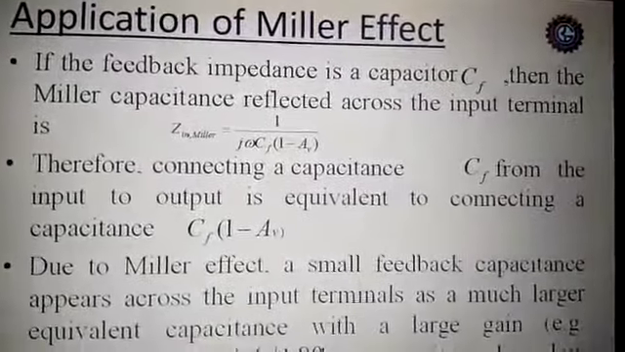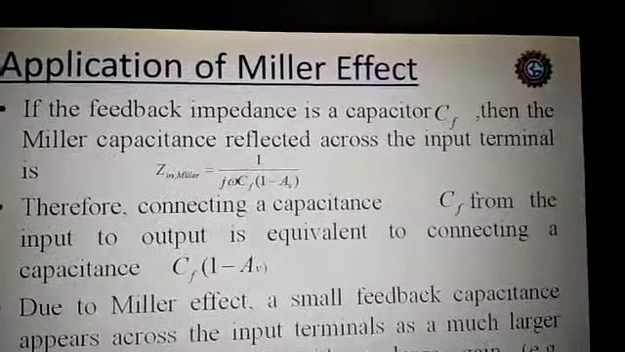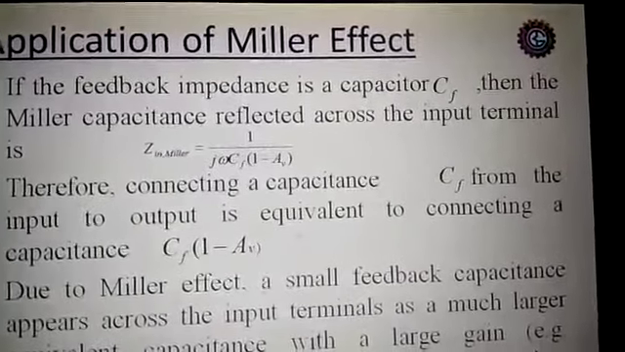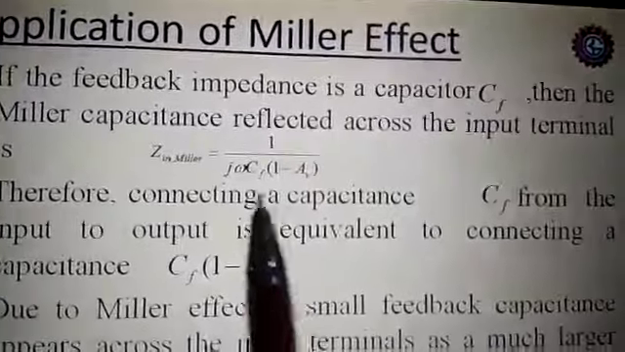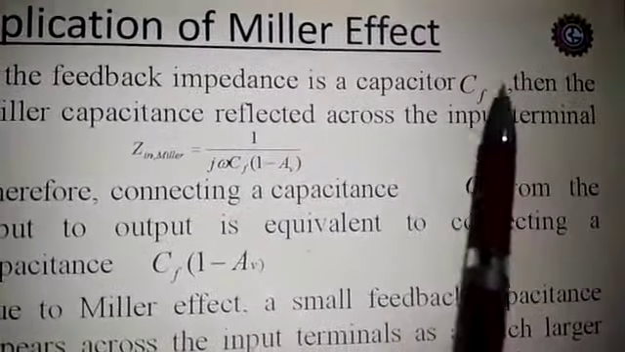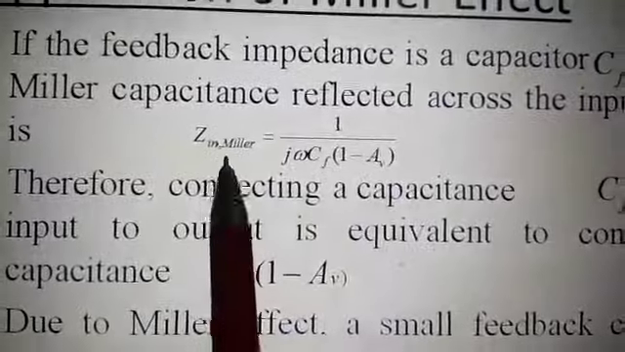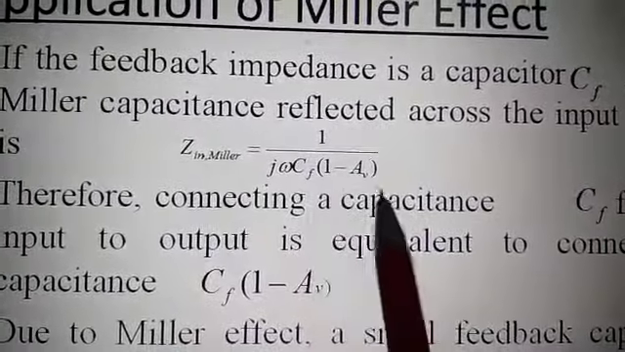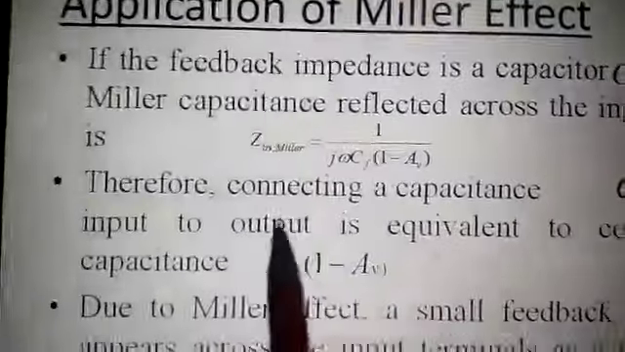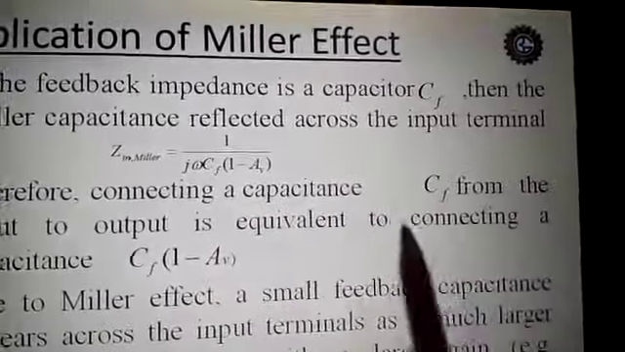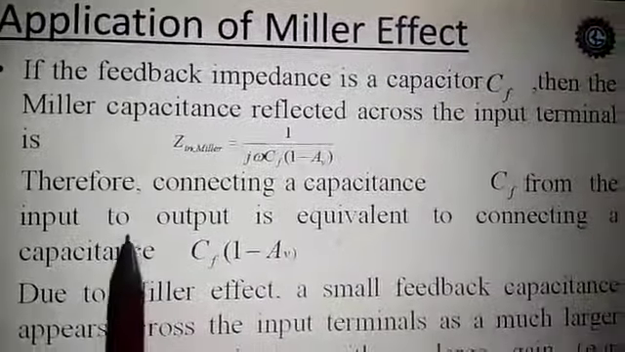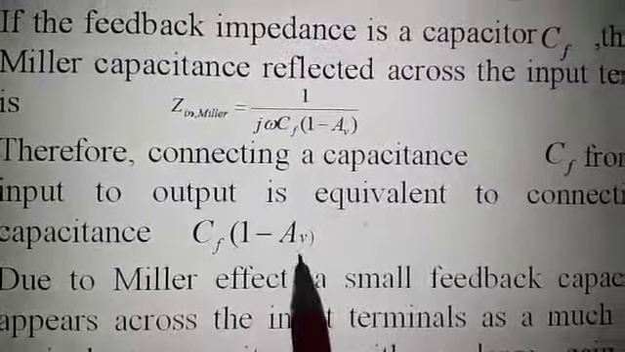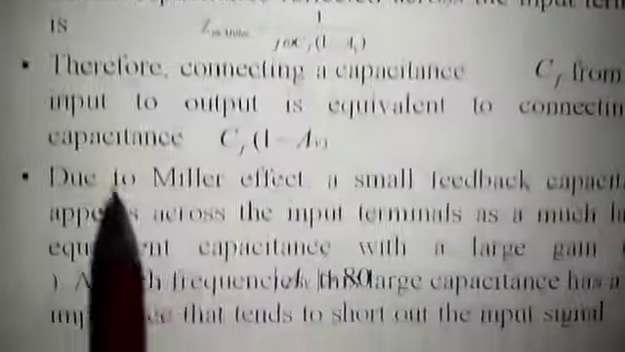These are the applications of the Miller effect. If the feedback impedance is a capacitor, then the Miller capacitance is reflected across the input. This is one more important point. If the feedback is a capacitor, then the input side Z in Miller is equal to 1 upon j omega Cf into 1 minus AV. Therefore, connecting a capacitor Cf from the input to output is equivalent to connecting a capacitor Cf into 1 minus AV at the input side.